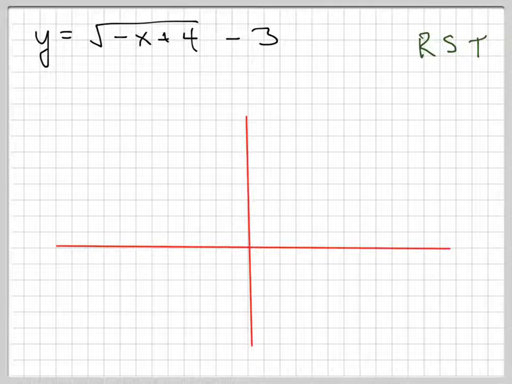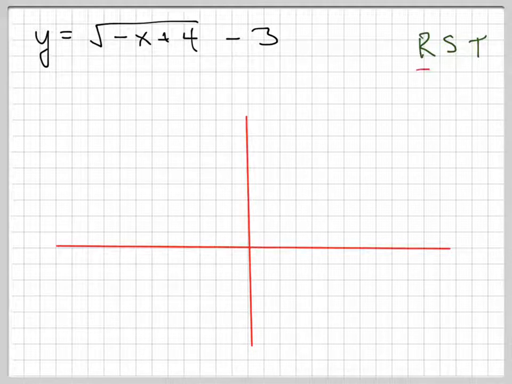Now we're going to graph this. This is a little bit trickier reflection, and the reason is because we've got the negative here, but we also have the plus here. And that creates a little bit of a dilemma for us.